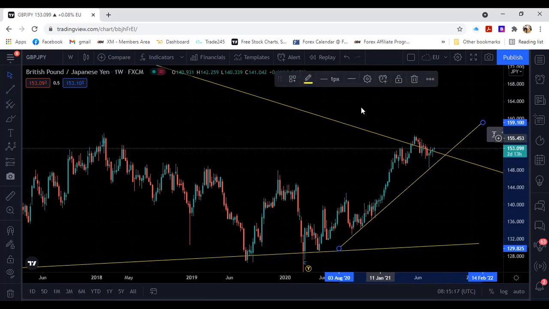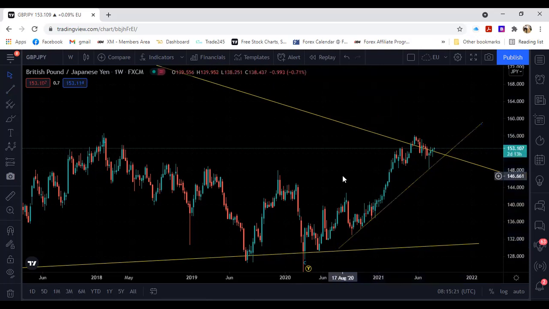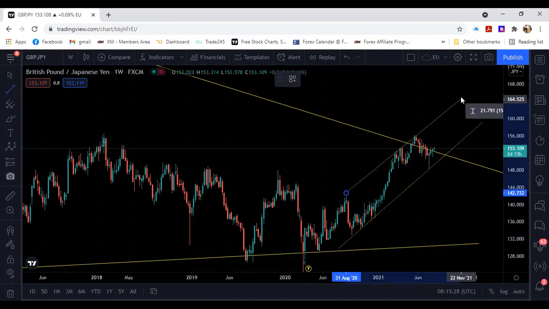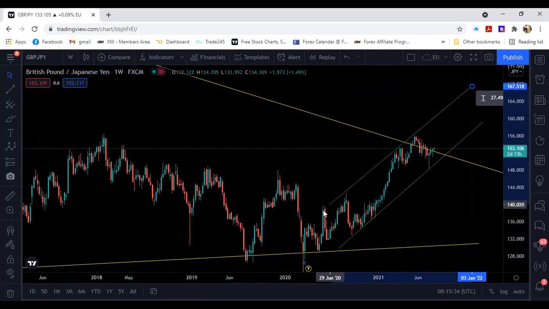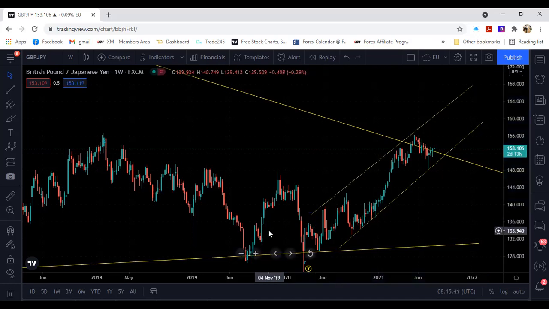Right. So let's actually make it a dotted line. And you can also see that from that point to that point. Remember, we are on a weekly. So this is what we are seeing here. Actually from this point to that point, right?